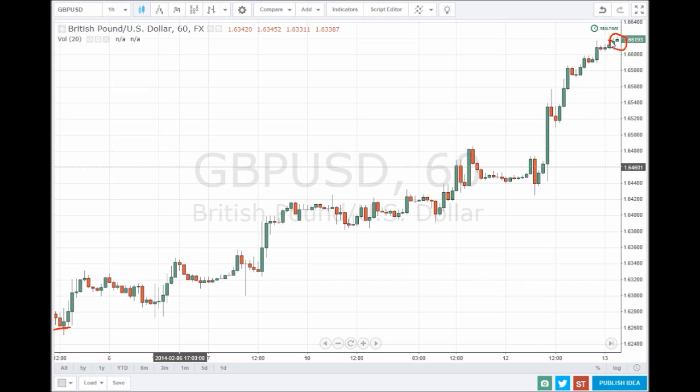But let's look at the pattern or formation price has created as it's moved from here to here. We have a push, a pullback, a push, a pullback, a push, a pullback, a push, a pullback, a larger push, a pullback, and another larger push. Price is uptrending. We have a series of pushes and pullbacks which have created highs and lows.